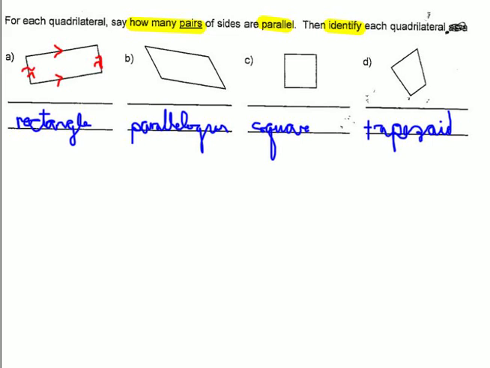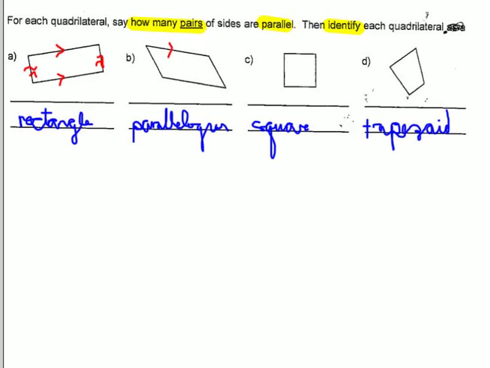The next one is a parallelogram. It's got a 4-sided shape with 2 sets of parallel lines. Therefore, it's a parallelogram. Again, I am showing 2 sets of parallel lines. The square is the next one. It has 4 sides all equal with 4 90-degree angles and 2 sets of parallel lines.